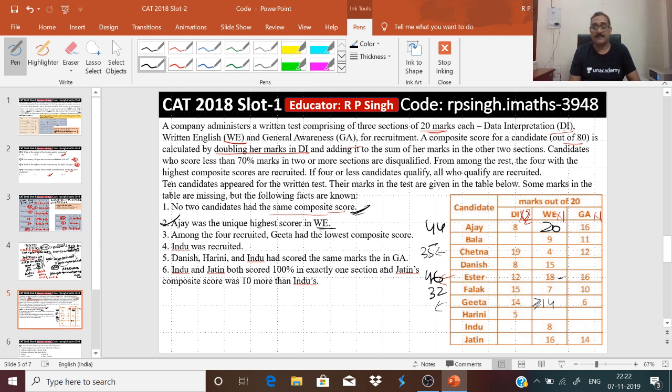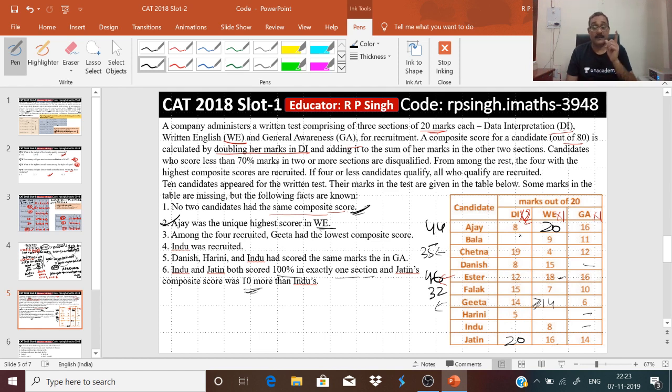Danish, Harni, Indu has scored same marks in GA. Danish, Harni and Indu, they have same score in GA, and Indu and Jatin both scored 100% in exactly one subject. Jatin, it means exactly one subject, so it is 20. But if Indu got 20 and Indu's total score is 10 less than Jatin's, so what is Jatin's total score? It is 30.